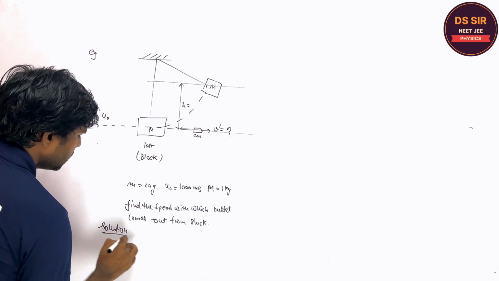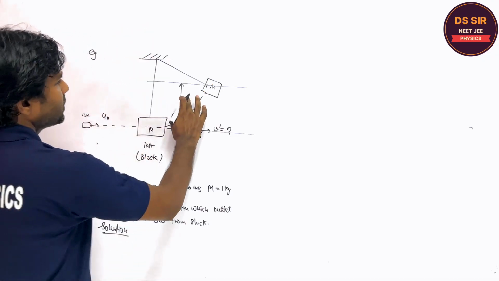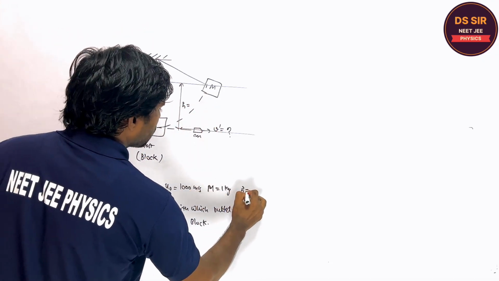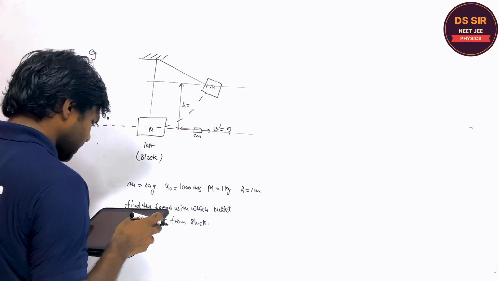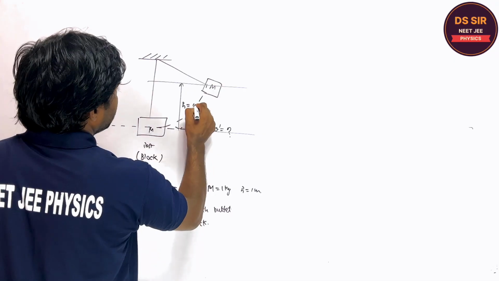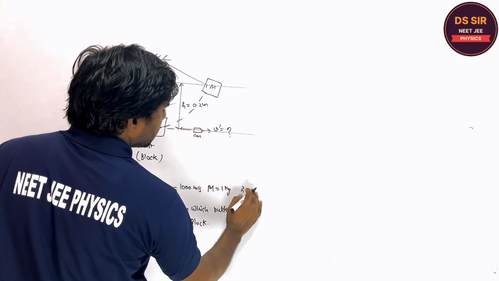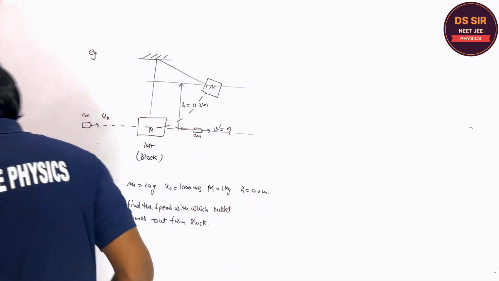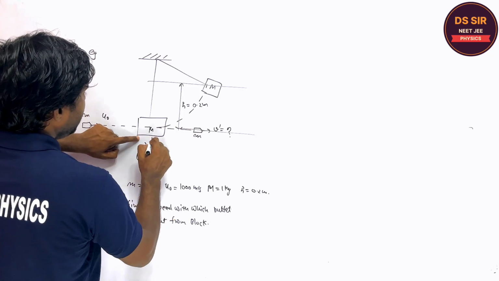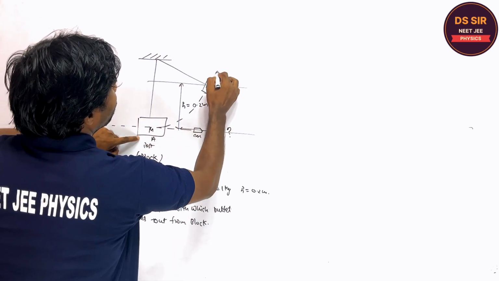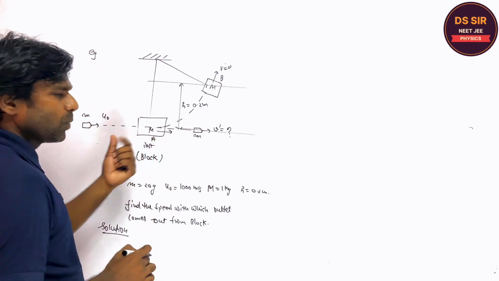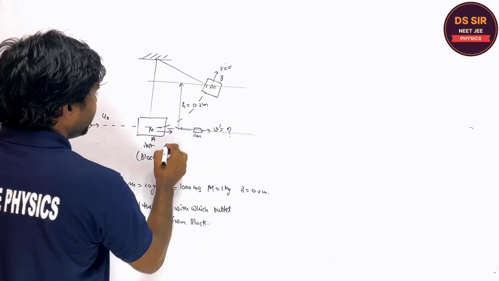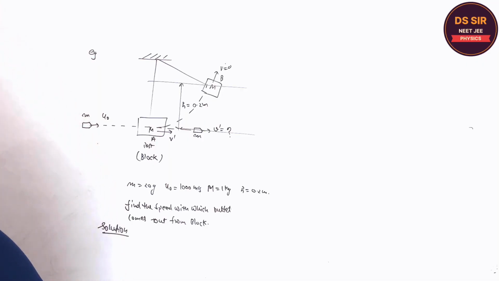This is the question. First of all, you must understand this. This height is also given in the question. The height is 0.2 meter. So first from point A to B, the final speed is 0. Suppose the speed acquired by this block when the bullet penetrated is v dash. So first we will find this speed of the block, v dash.